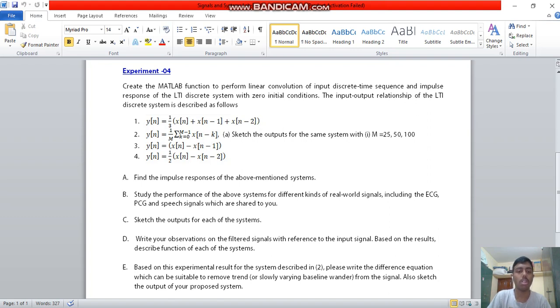As we take the magnitude of the system, we will get a bounded value. And these four systems are also causal because they are not depending on future inputs, only depending on present and past inputs. And it is mentioned that it is an LTI discrete system, so no need to mention linear and time invariant. And thank you guys.